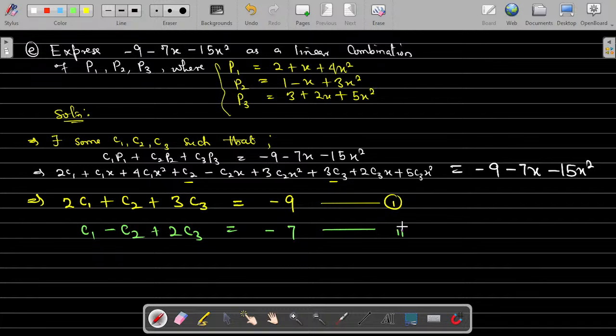and that's equation 2. So finally, to get your equation 3, you will now pick all the coefficients of x squared, and so this is going to be 4c1, and this is going to be 3c2. And finally you have 5c3. And everything should be equal to the coefficient of x squared here, which is minus 15. And so this is the third equation.